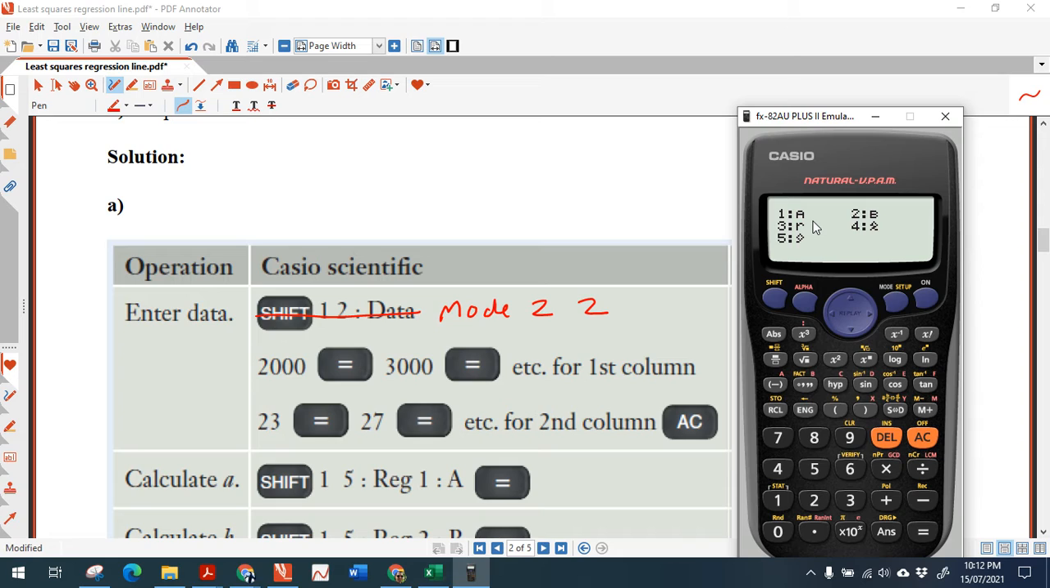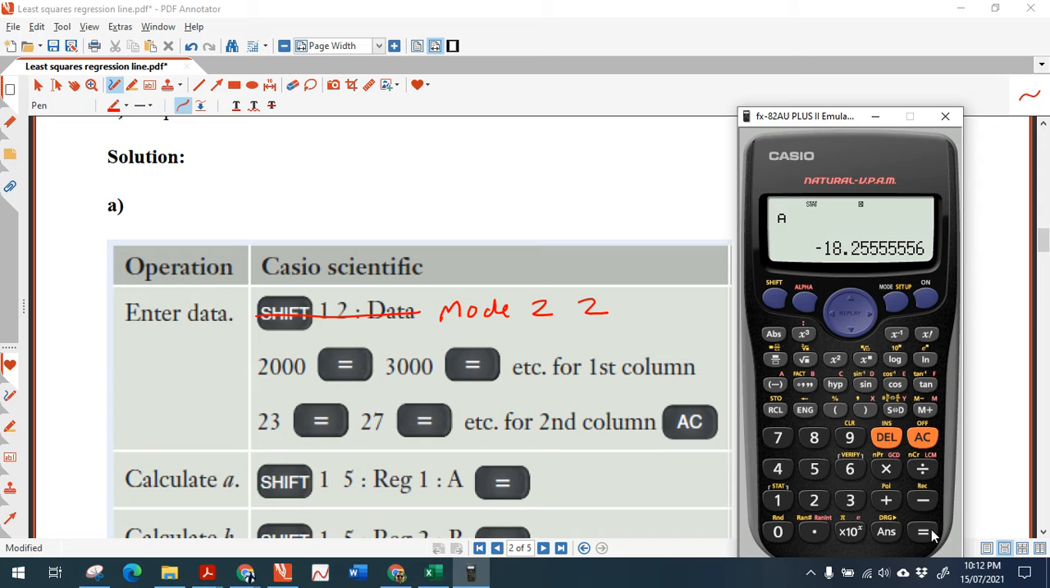Okay, now the reason we want the A value is because the calculator understands the equation for the regression line as A plus BX or BX plus A. Okay, so we want the A value first, which is 1. So I'm just going to press 1. Then you have to press equals. So it's negative 18.26. So you're going to write that down.